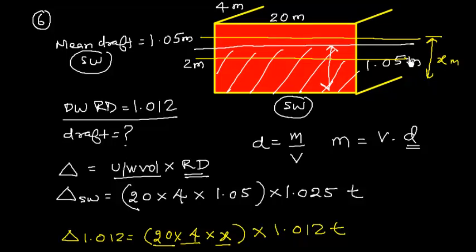And we can say that this draft is going to be more. It was 1.05 in salt water. Now the draft is 1.063, which is much more than 1.05.